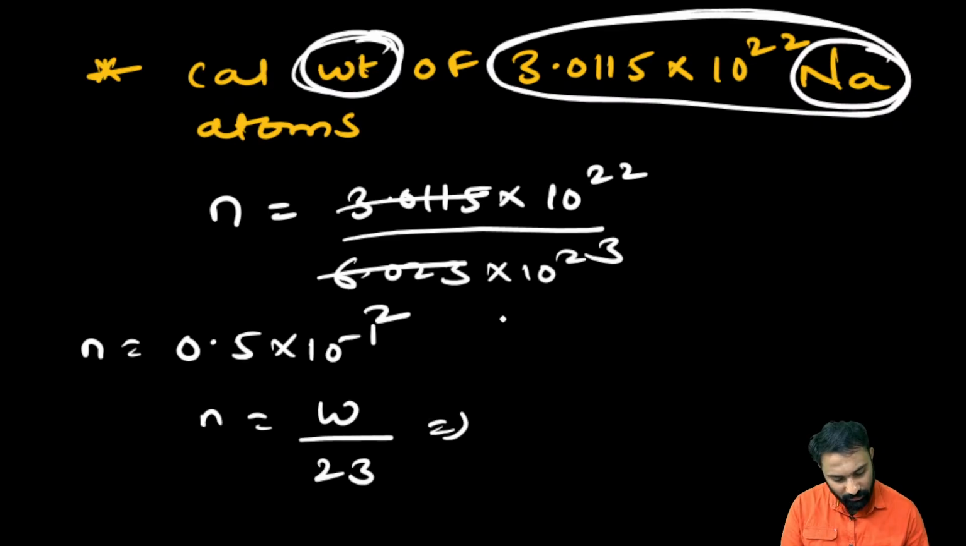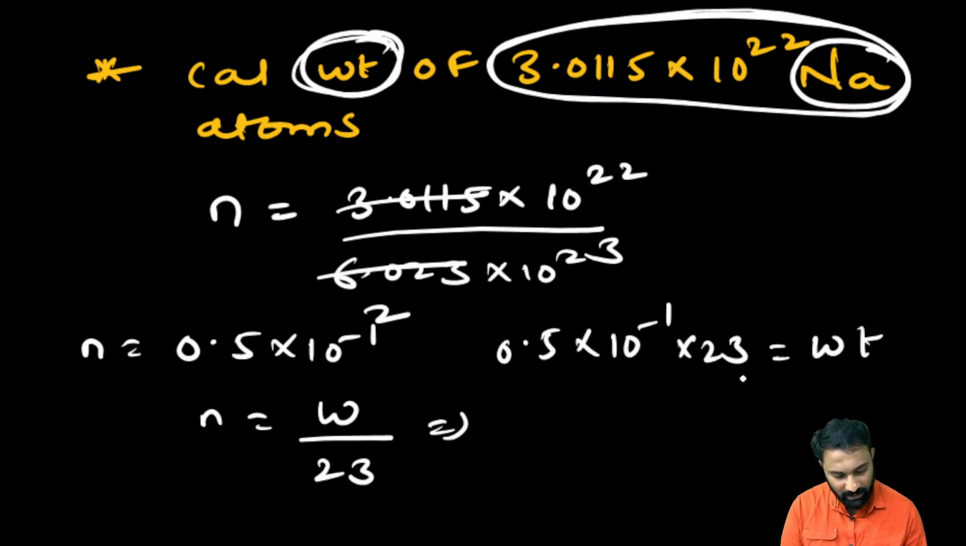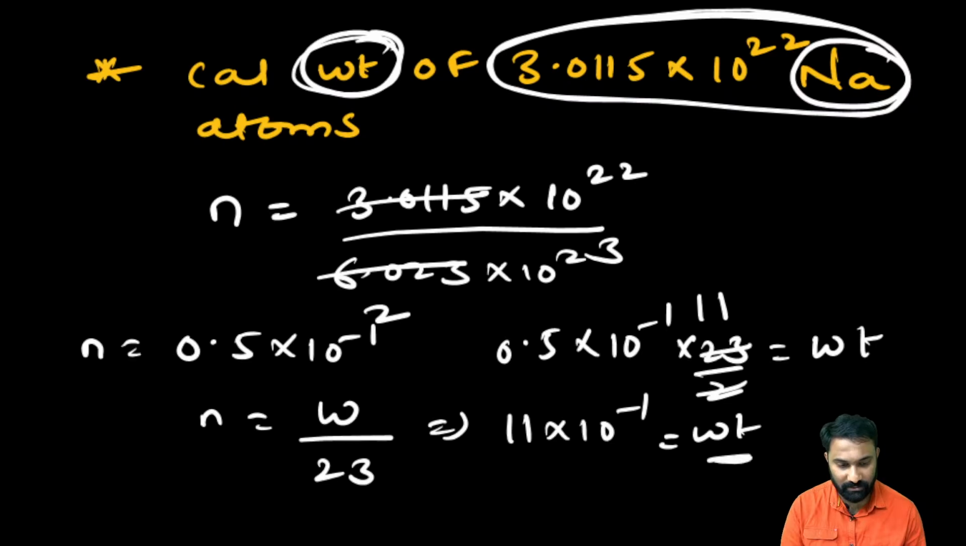Here just you cross multiply: 0.5 into 10 to the power minus 1 into 23 is the weight of the substance. This 0.5 is nothing but 1 by 2. Then if you divide it, you will get 11, so it will give you 11 into 10 to the power minus 1 is the weight of the substance.